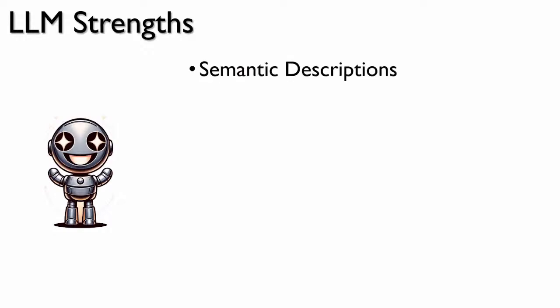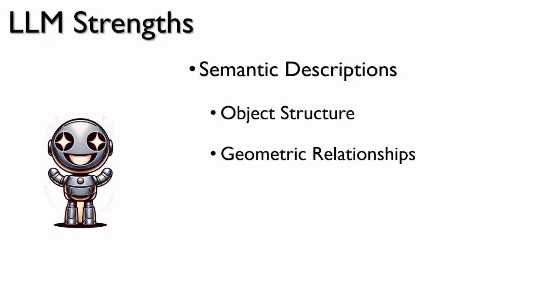But they're good at a few things. They're great at making semantic descriptions of objects. They're great at decomposing things into semantic structures. And they understand geometric relations pretty well. They darn well will tell you that legs go underneath the chair. They might not be able to put them there, but they'll tell you they should be there.